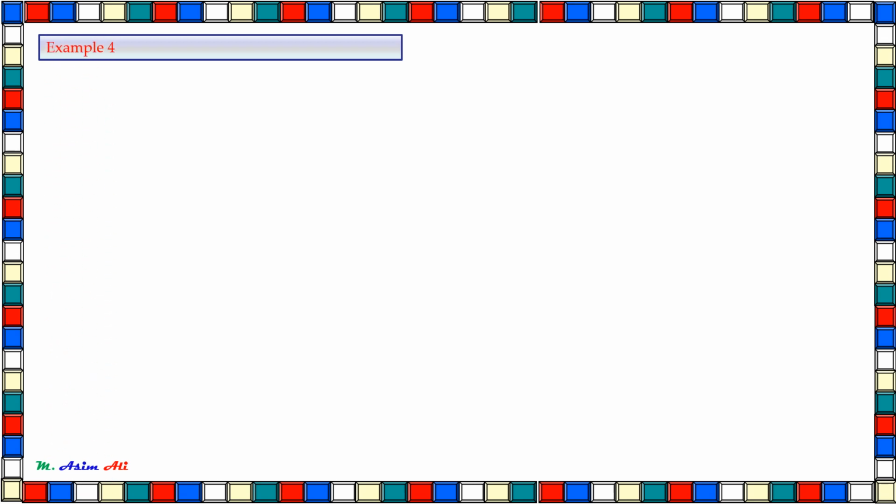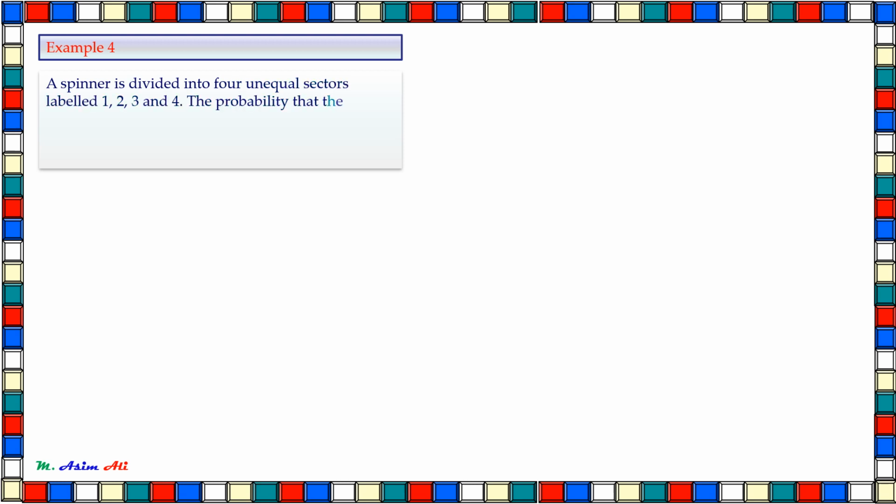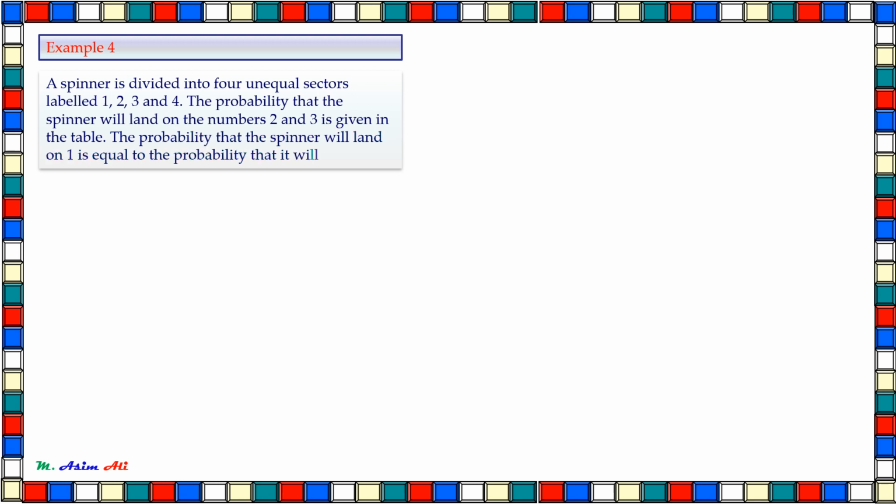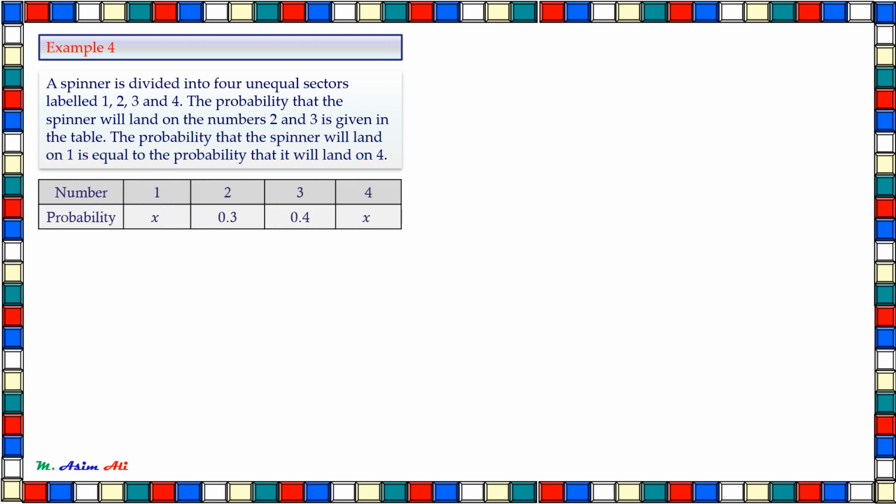Example number 4. It says the spinner is divided into 4 unequal sectors labeled 1, 2, 3, and 4. The probability that the spinner will land on the numbers 2 and 3 is given in the table. The probability that the spinner will land on 1 is equal to the probability that it will land on 4. So you can see the probabilities of the pointer landing on 2 or 3 are not equal. That's why it says the sectors are unequal. When sectors are unequal, the probabilities are not the same.